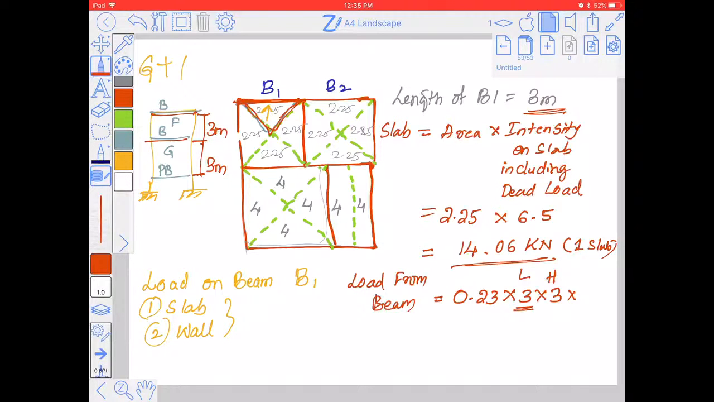3 meter is the length and 3 meter is the height of that wall, into thickness: length into height into thickness, you'll get volume. The density of brick masonry, gamma B, is 20 kilonewton per meter cube. Is it clear? So what will be the total load on the beam in kilonewton? Obviously it is kilonewton per meter cube into meter cube, you will get the load in kilonewton. It is how much?